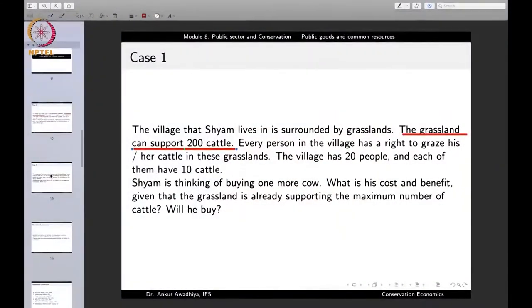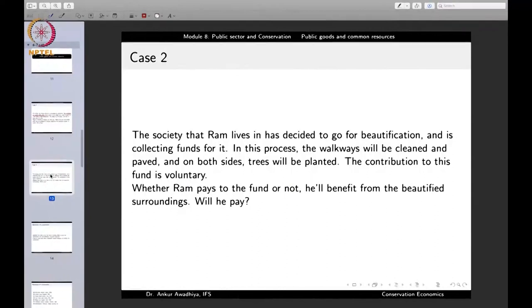Another kind of resource can be understood with this example. The society that Ram lives in has decided to go for beautification and is collecting funds for it. In this process, the walkways will be cleaned and paved, and on both sides, trees will be planted. The contribution to this fund is voluntary. Will Ram pay to the fund or not? Because whether Ram pays to the fund or not, he will benefit from the beautified surroundings. Now the question is, will he pay?